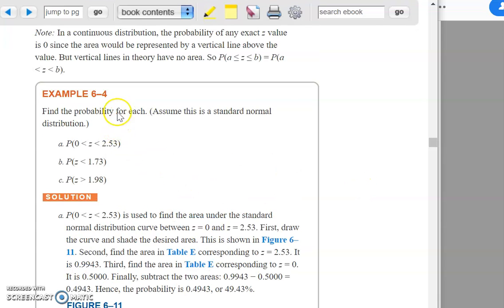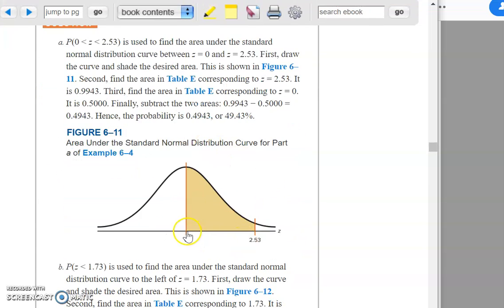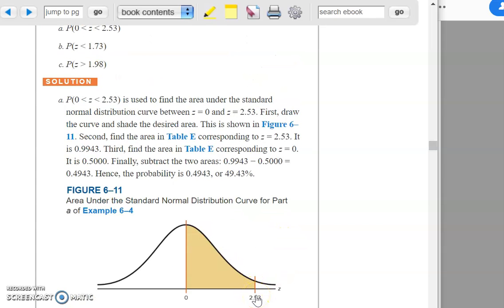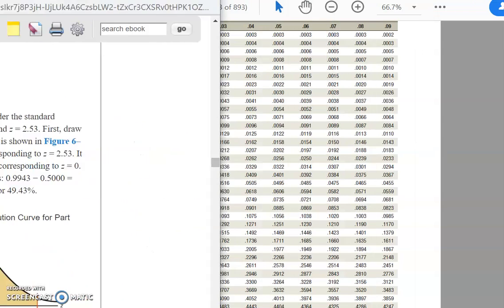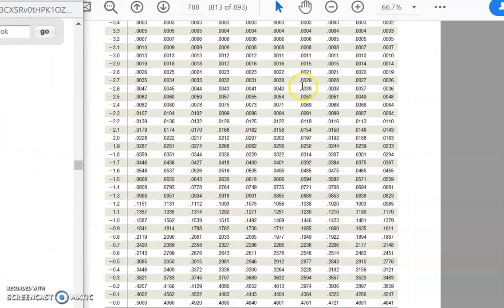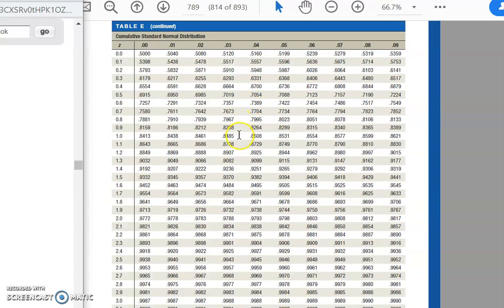He says find the probability for each. So we want to know the probability for z, or z score or z value, whatever you want to call it, being between 0 and 2.53. Well, here's 0, here's 2.53. So what you do is you go to 2.53 in that table, which I've still got here. 2.53, 0.9943.